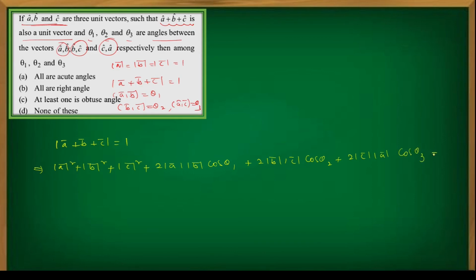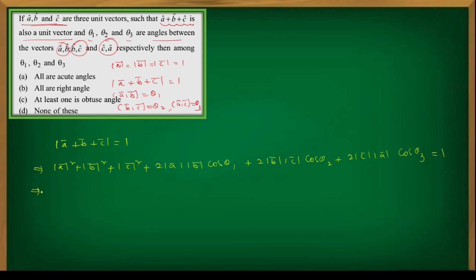So the information we use here is that the modulus of a bar plus b bar plus c bar is equal to 1. Now if you square both sides, what is the formula you will get? Mod a bar square plus mod b bar square plus mod c bar square, plus 2 a bar dot b bar, that is 2 mod a bar mod b bar cos of the angle between them, plus 2 b bar dot c bar, that is 2 mod b bar mod c bar cos of the angle between them, plus 2 mod c bar mod a bar cos of the angle between them, should be equal to 1.